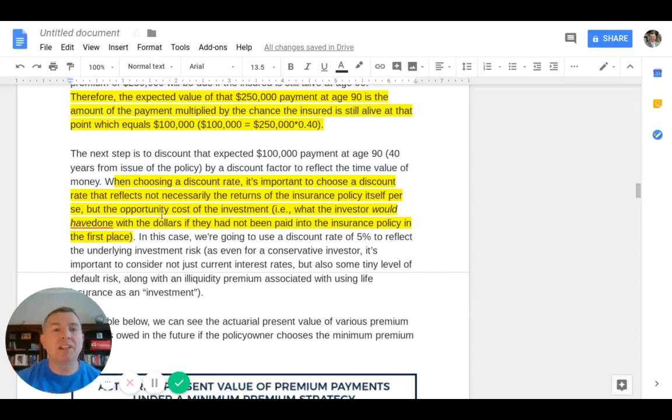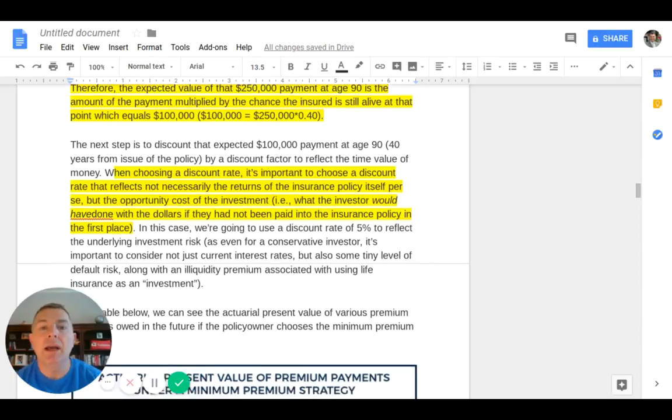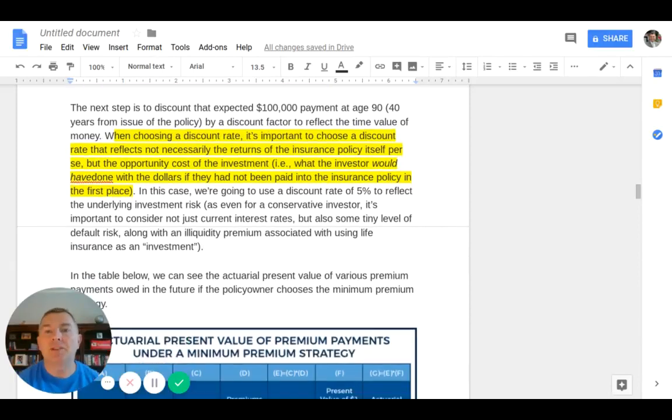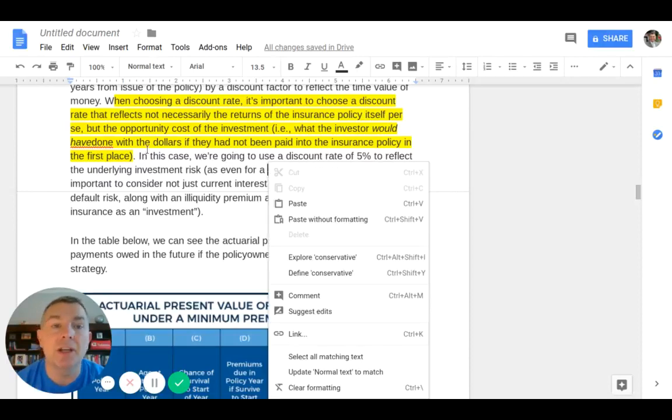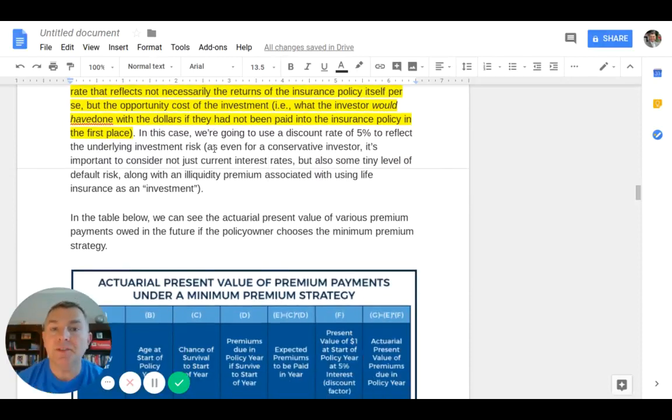The next step is to discount that $100,000 payment at age 90 by a discount factor to reflect the time value of money. When choosing a discount rate, it is important to choose a discount rate that reflects not necessarily the returns of the insurance policy itself, but the opportunity cost of the investment, i.e., what the investor would have done with the dollars if they had not been in a life insurance policy. In this case, we're going to assume a discount rate of 5% to reflect the underlying investment risk.